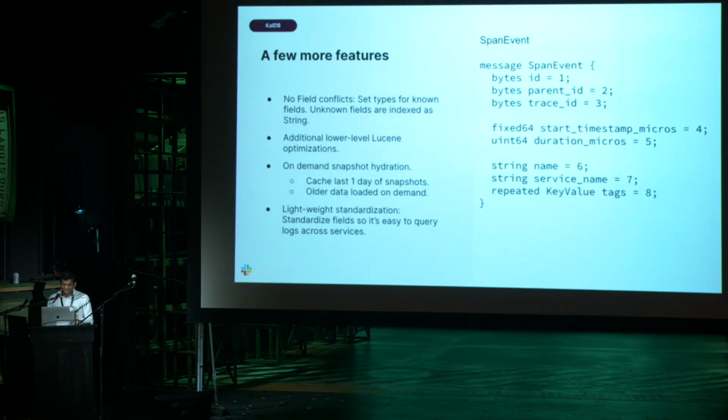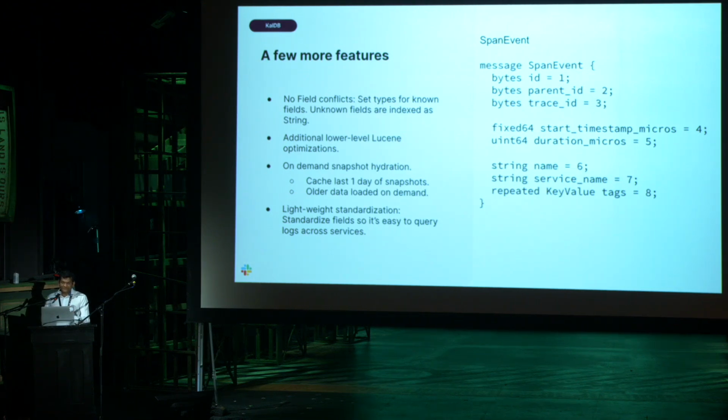Finally, a few more features of KalDB. The way we handle field conflicts in KalDB is that for the known fields, you can set the types of the data that is being ingested. And for the unknown fields, we currently index them as a string. This is not optimal, so we are looking at other approaches, but this is the system for now. In addition, because we control our own Lucene, we can do additional lower-level optimizations in Lucene that make more sense for log search, but not for other Elasticsearch use cases. For example, we sort all the logs by timestamp.